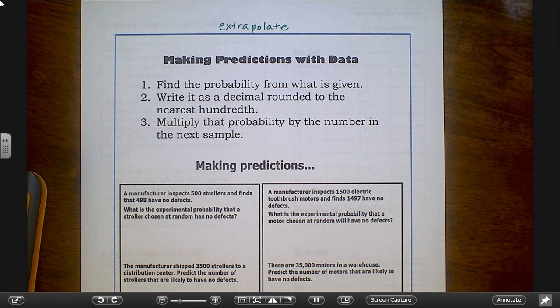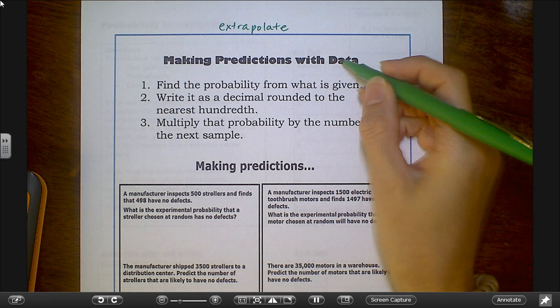If we found that 90% of them were defect free when we pulled our sample and we got a decent sample, then we can assume that 90% of all of our products are going to be defect free. And it doesn't always work that way, but it's the easiest way to do it, particularly if you can't sample all of your products. All right, so making predictions with data.